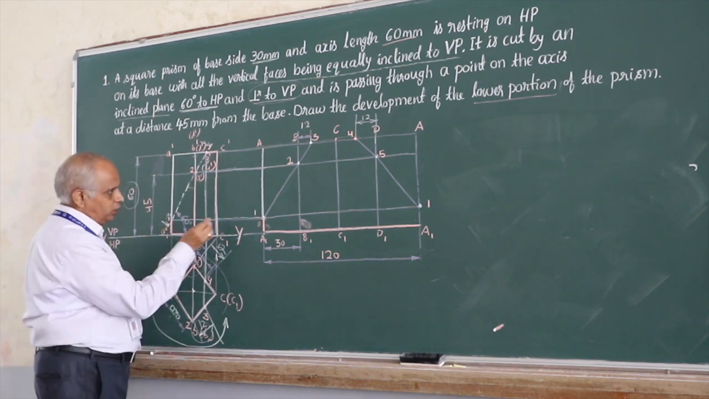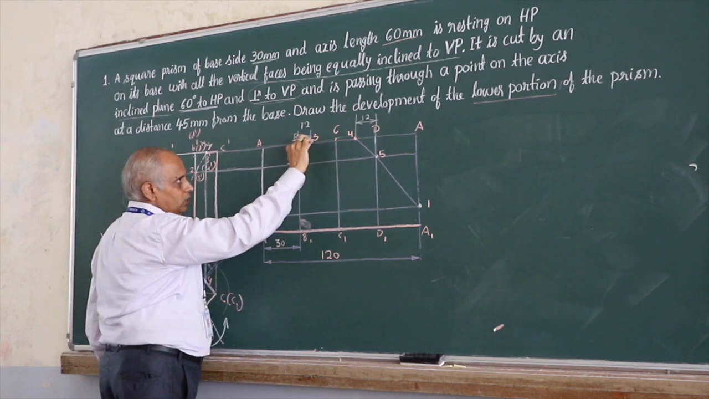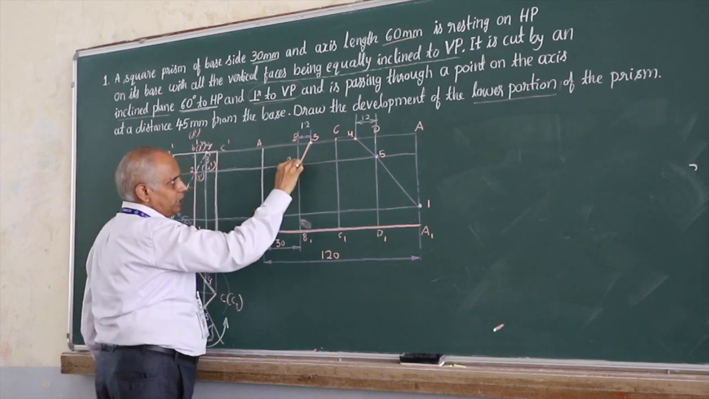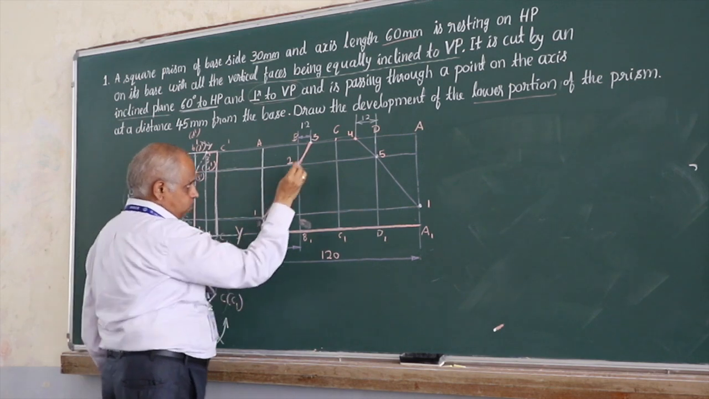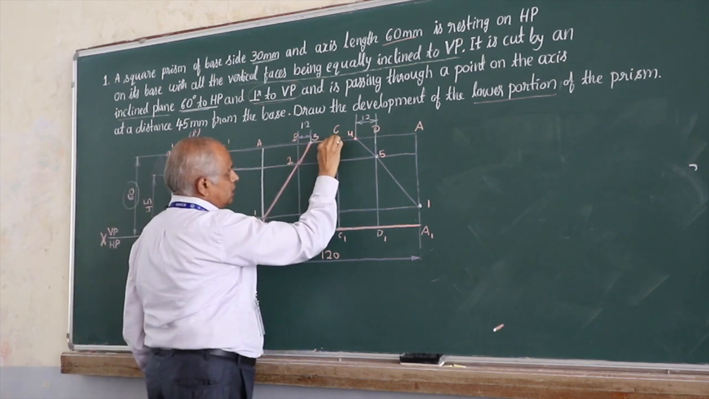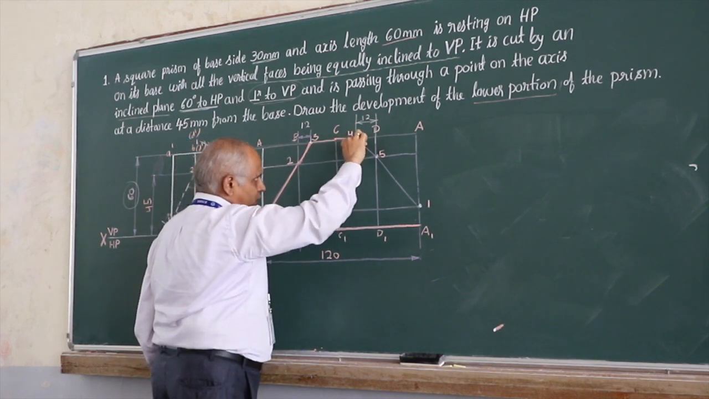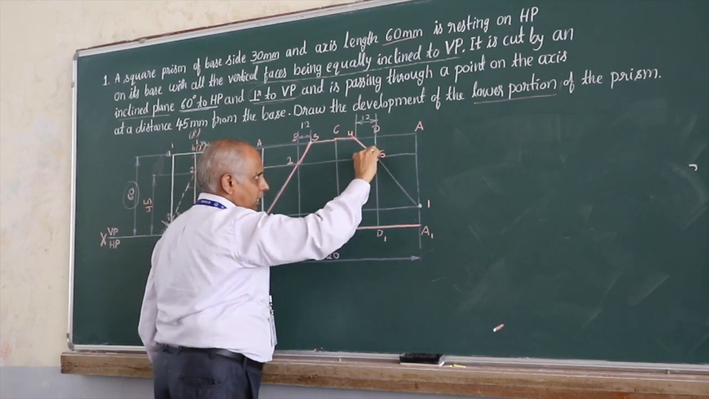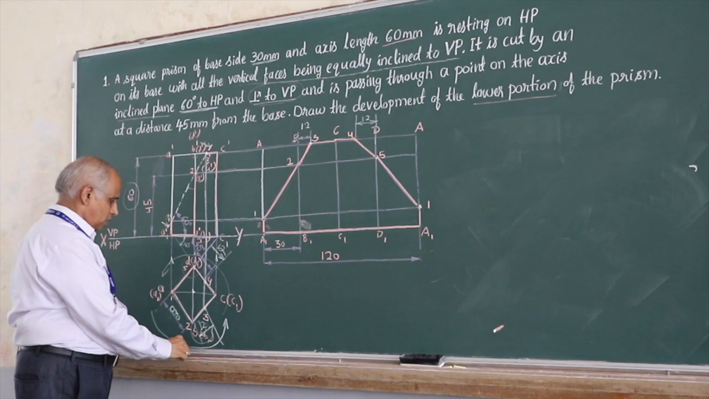Then 1 to 2, one single straight line. 2 to 3, another straight line. It need not be continuous one. Then 3 to C and C to 4, then 4 to 5, another line 5 to 1 and 1 to A1. These are the boundaries of the development.